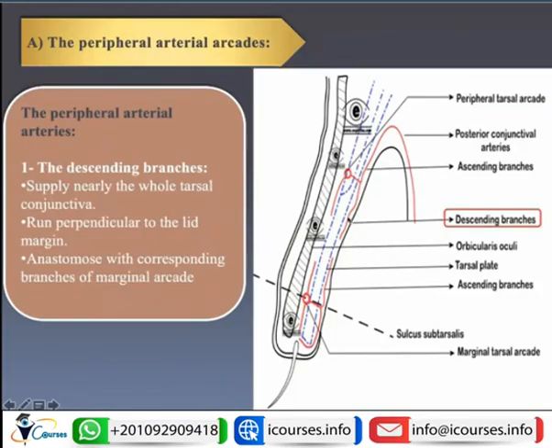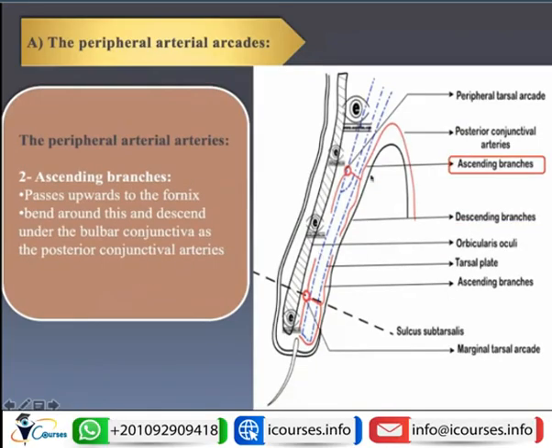The descending branch will descend beneath the tarsus along the whole tarsus, supplying the tarsal conjunctiva, and run perpendicular to the lid margin. So here is the lid margin, and here is the descending branch until it reaches the ascending branch of the marginal tarsal arcade, or the marginal arcade. So it anastomoses with the ascending branch of the marginal arcade, and they supply the tarsal conjunctiva.